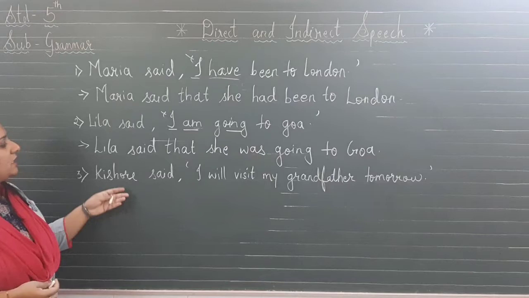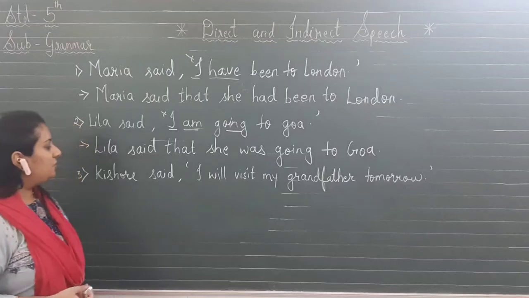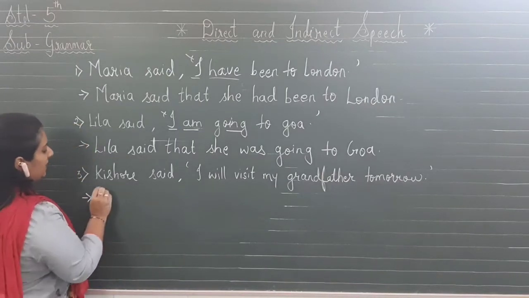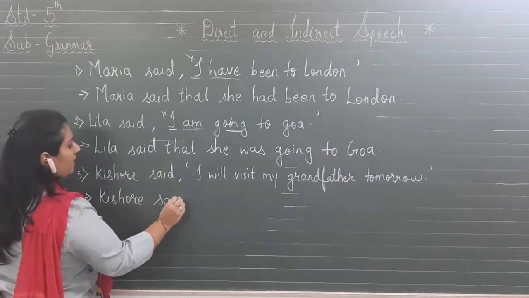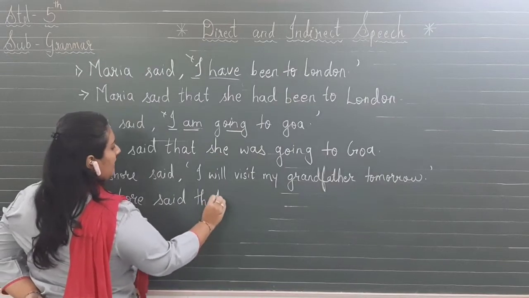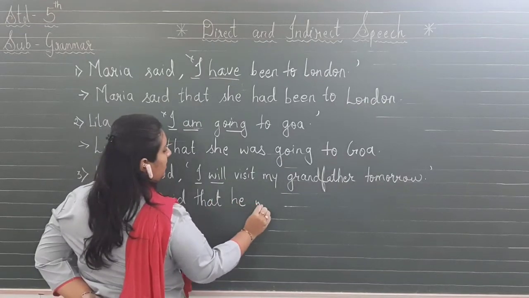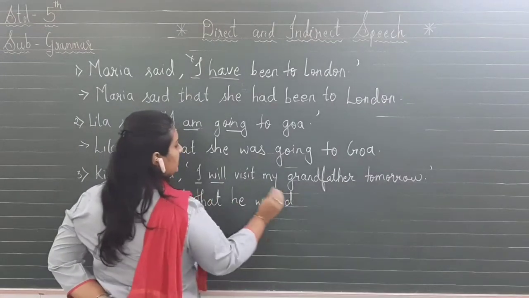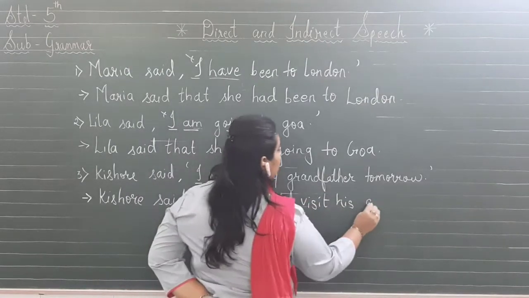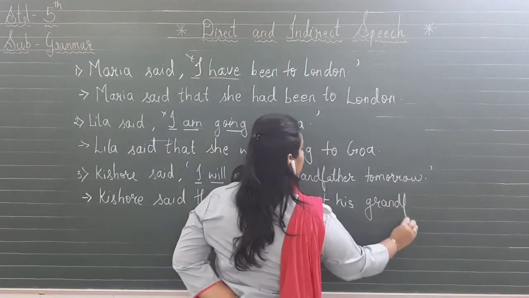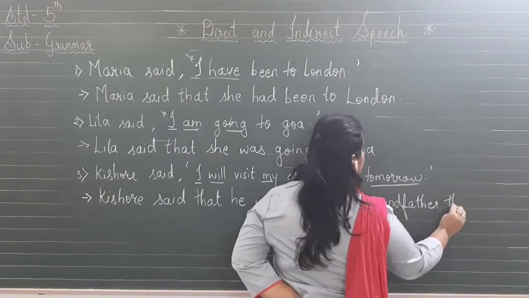And the last sentence, Kishore said, "I will visit my grandfather tomorrow." Here we have to change the direct speech into indirect. Kishore said that, "I" will change into "he," "will" we will change into "would visit," "my" will change into "his grandfather," and "tomorrow" will change into "the next day."